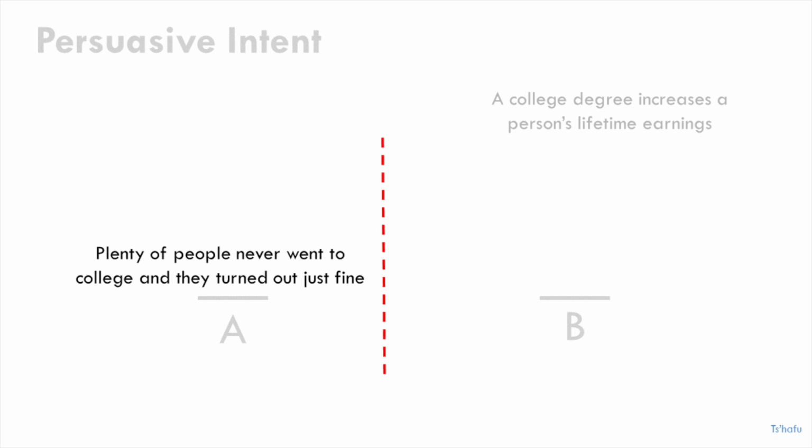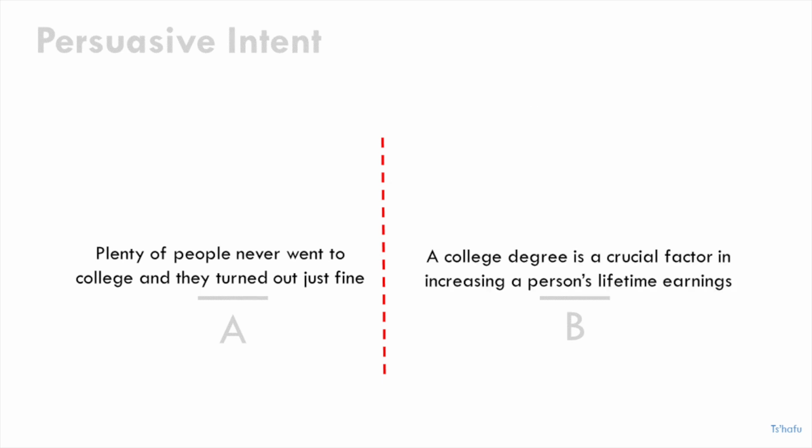All right, I'm going to assume that you've given it a try. And here is my formulation. A college degree is a crucial factor in increasing a person's lifetime earnings. Well, what has happened here? Well, right here, by saying it's a crucial factor, what is it that we're saying? Well, the concern is what?